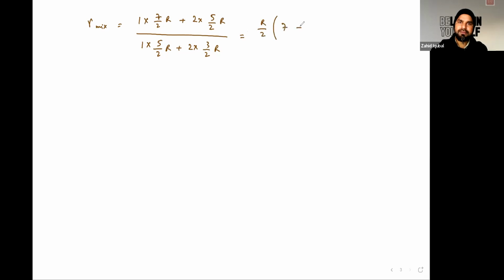Now take out R by 2 as common from the numerator, so you'll get 7 plus 2 into 5, divided by, from the denominator also taking out R by 2 as common, 1 into 5 plus 2 into 3. So this part and this part will cancel out. 2 into 5, 10 plus 7, 17, divided by 1 into 5, 5, and 2 into 3, 6 plus 5, 11. So 17 by 11 will be our gamma of mixture. Is it clear? Yes, sir.